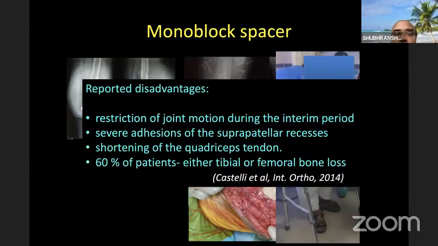The reported disadvantage of a monoblock spacer is that there is restriction of joint motion during the interim period. There are severe adhesions of the suprapatellar recesses as well as the parapatellar gutters. So while doing a second stage, there's a possibility that you have to do a lot of release, because you are unable to create the parapatellar gutters. There is shortening of the quadriceps tendon because the knee remains in extension. And 60% of patients have either tibial or femoral bone loss, which is what is reported in the literature, because when the patient starts to walk, a lot of bone loss may be encountered.